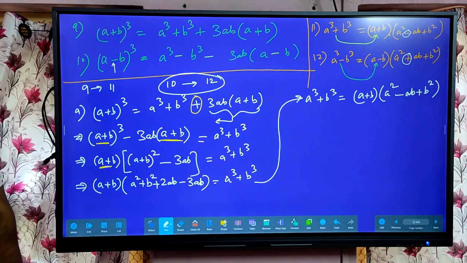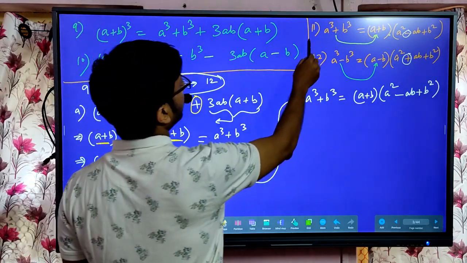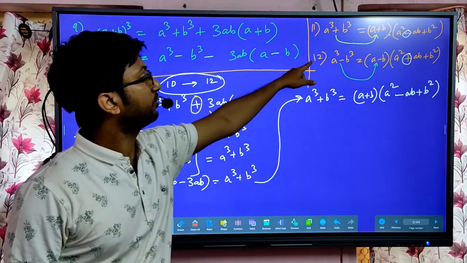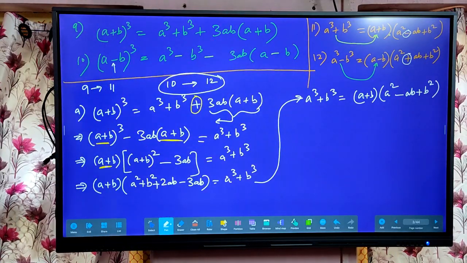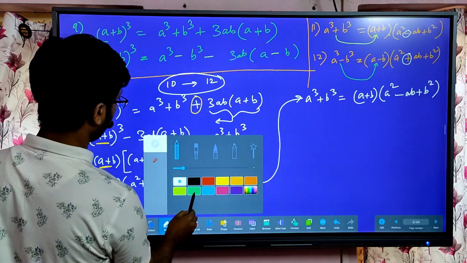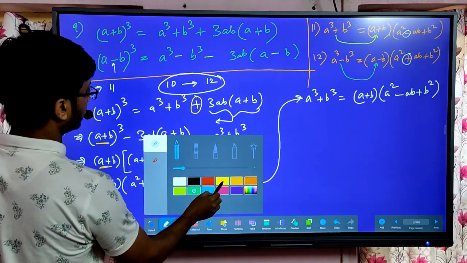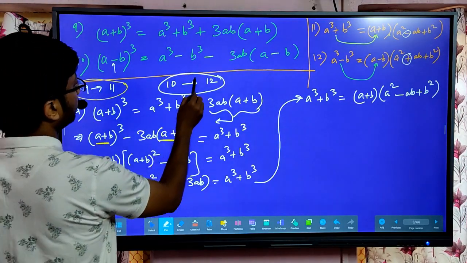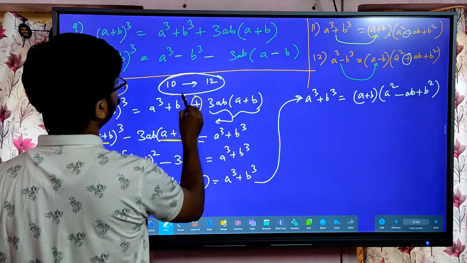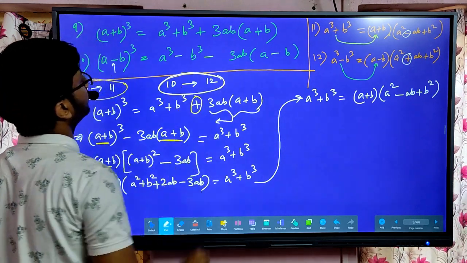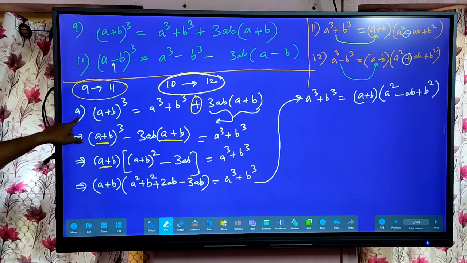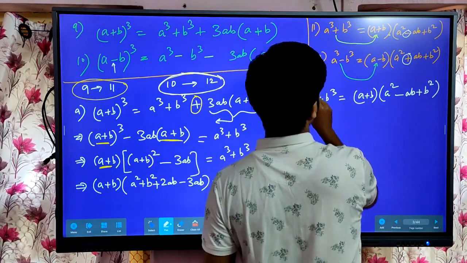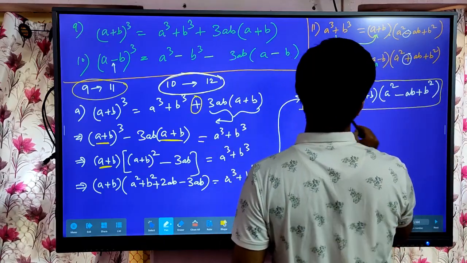Now, two important things to note. This formula number 11 will be derived from 9, and formula number 12 can be derived from number 10. So you see, I have done it for you. We will start with 9 and reach formula number 11. See, this is formula number 11. We have reached here.